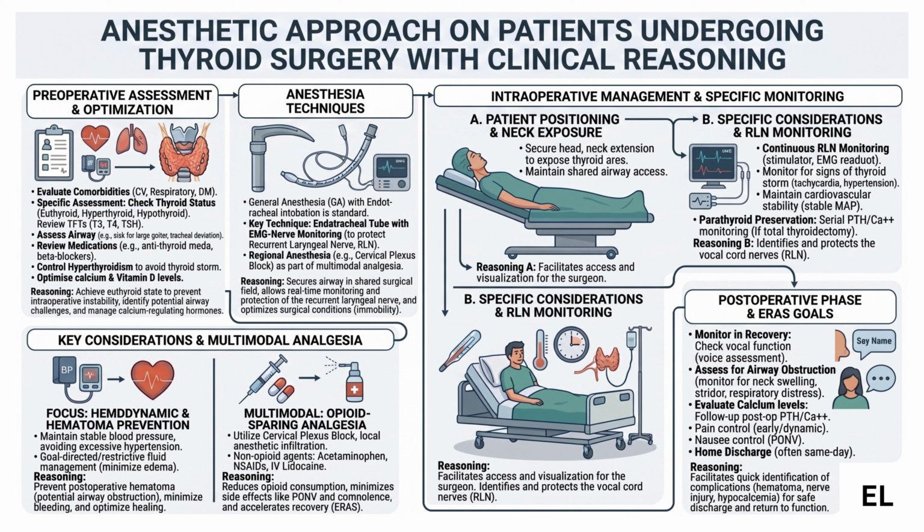Now, one of the most critical intraoperative considerations is monitoring the recurrent laryngeal nerve. Using EMG-based monitoring systems, we continuously assess nerve function throughout the surgery. This is especially important during dissection around the thyroid gland. Alongside this, we also monitor for signs of thyroid storm, such as sudden tachycardia, hypertension, or hyperthermia, although this is rare if preoperative optimization has been done properly. Maintaining hemodynamic stability is essential, particularly avoiding hypertension, which can increase the risk of postoperative bleeding.